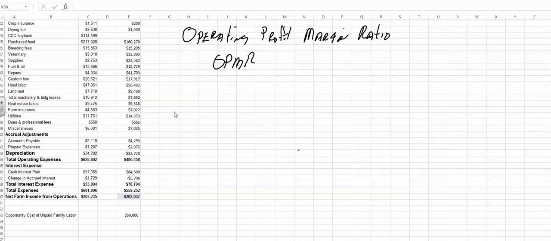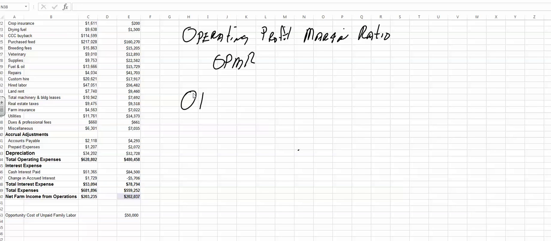The operating profit margin ratio takes your net farm income from operations, adds the interest back, so we're dealing with the farm as if it has no debt, and then subtracts the opportunity cost of unpaid family labor. That should be very familiar to you because we use that in the determination of the return on assets. In this case, it's the same exact calculation, but instead of calling it return to assets or adjusted net farm income, it's referred to as the operating profit margin. So you see, we've got one calculation that's referred to as three different things.